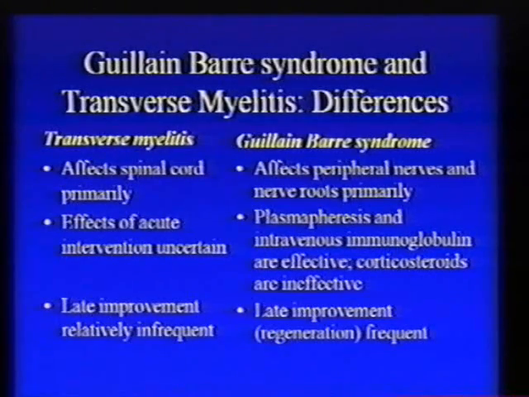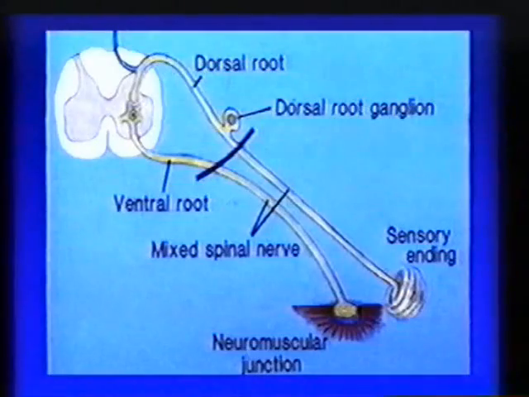Corticosteroids are by themselves ineffective. And finally, late improvement in transverse myelitis several months after the onset is relatively infrequent, or at least qualitatively not of the same degree that occurs with the Guillain-Barre syndrome, where late improvement by nerve fiber regeneration and reinnervation of muscle is the expected outcome.